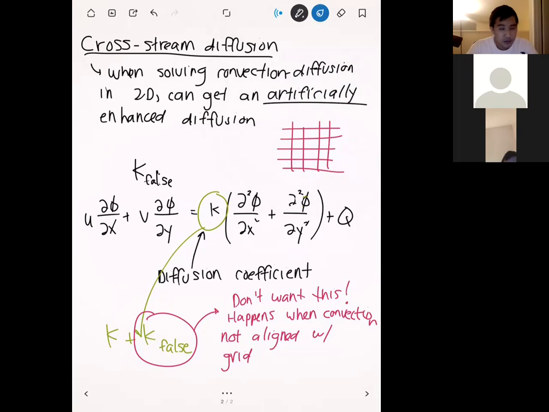When you add convection to this, the convection velocity can go in any direction that it wants. In the worst case, you might have a convection velocity that looks like this, where the direction is not aligned with the grid at all. At worst, this convection velocity can be at a 45-degree angle.